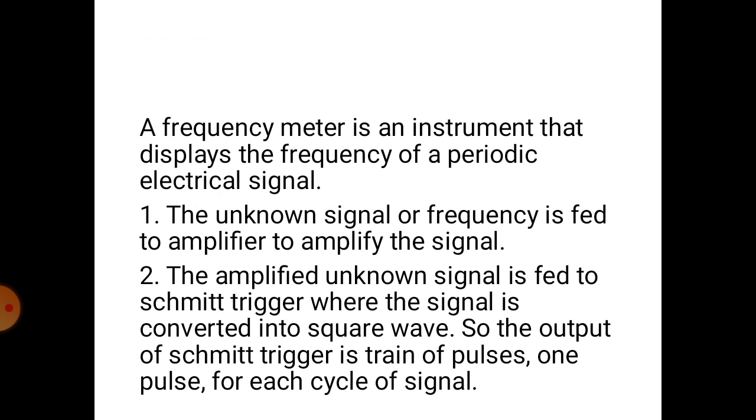A frequency meter is an instrument that displays the frequency of a periodic electrical signal. First, the unknown signal or frequency is fed to the amplifier to amplify the signal. Second, the amplified unknown signal is fed to the Schmitt trigger where the signal is converted into a square wave. The output of the amplifier is a sine wave, which is given to the Schmitt trigger, and the Schmitt trigger converts it into a square wave. The output of the Schmitt trigger is a train of pulses, one pulse for each cycle of the signal.